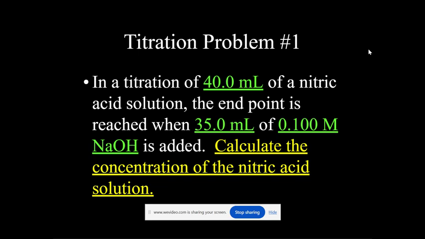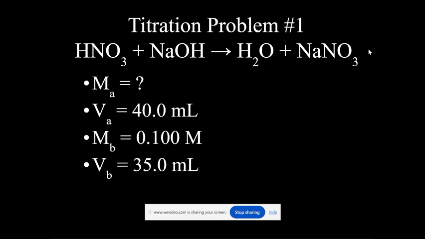Okay. So what are we going to do with this? Okay, so we figure out what is the molarity of our acid, what's the volume of our acid, the molarity of our base, the volume of our base. Do we know all of these things? Well, we don't know the molarity of the acid. That's what we're going to calculate, but we do know the volume. So the VA was 40 milliliters. All right, that was the volume of the nitric acid. The molarity of the base, the MB, we got that from the problem, 0.100. And the volume of the base, that's what we measured in the titration, 35 milliliters.